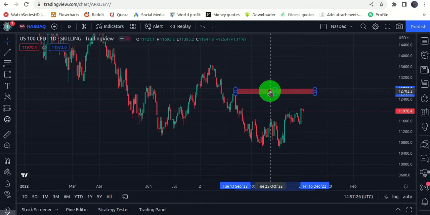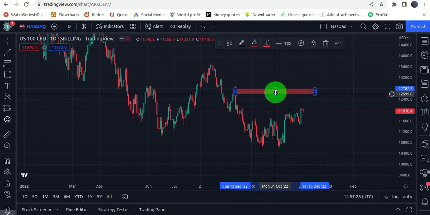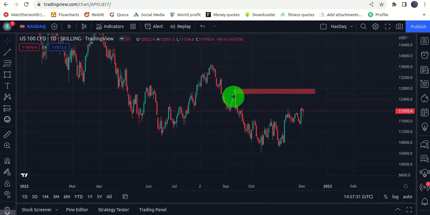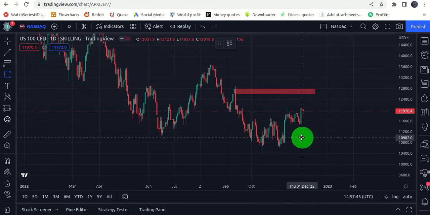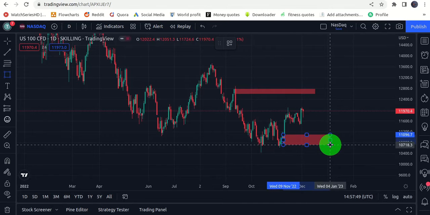So if you look at this area here, we had a huge selling momentum. So this green candle becomes an order block. Let's go and look for other order blocks. Okay, from the buying, we have this big candle that was formed by the CPI.